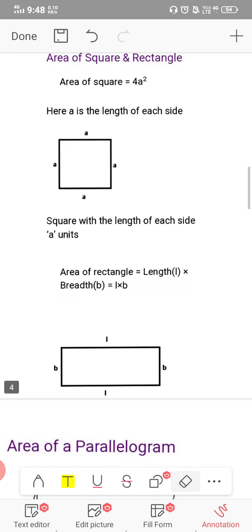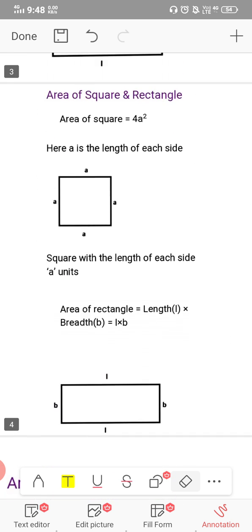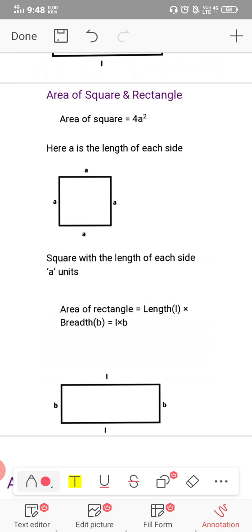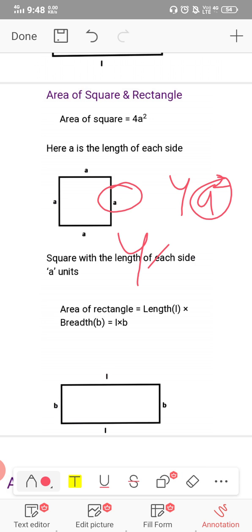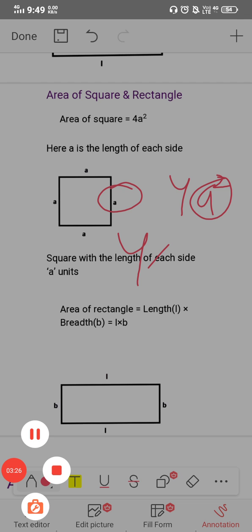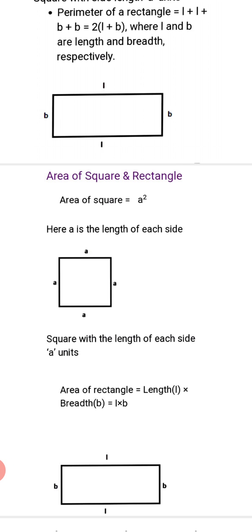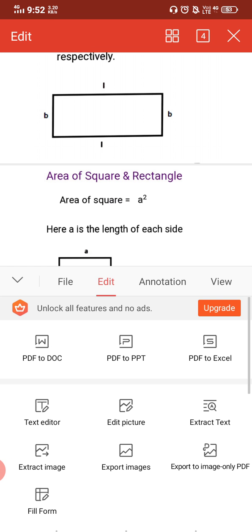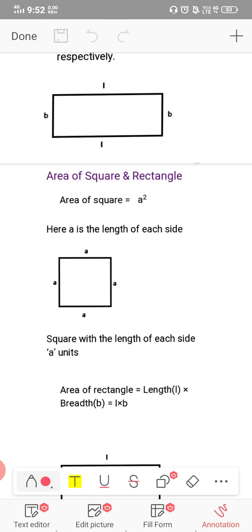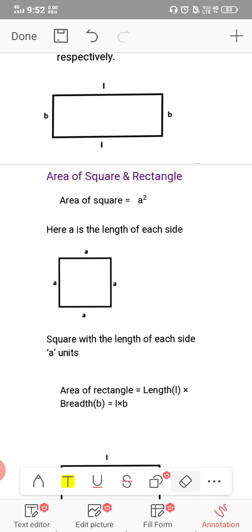Now, area of a square and rectangle. We know that one side of the square is A, that means the area of the square will be 4 into A square. The area of the square is, sorry, it's not 4, it's A square. So the area of a square is A square, meaning side square. Here A is the length of each side, as you know already.